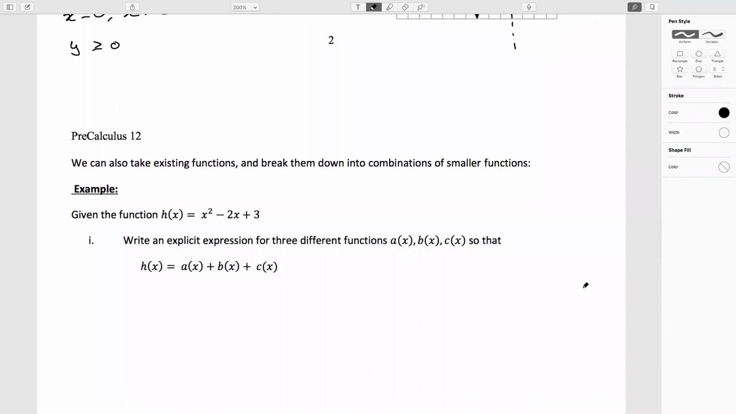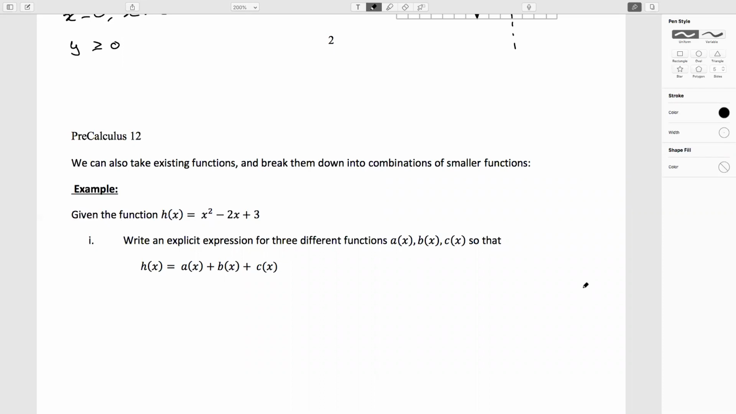We can also take existing functions and break them down to find the smaller functions. So basically what we've done so far is you've been given individual functions and your job has been to join them together. Now we're going to be given the combined version and we have to figure out what the originals were. This is where it gets a little bit trickier.